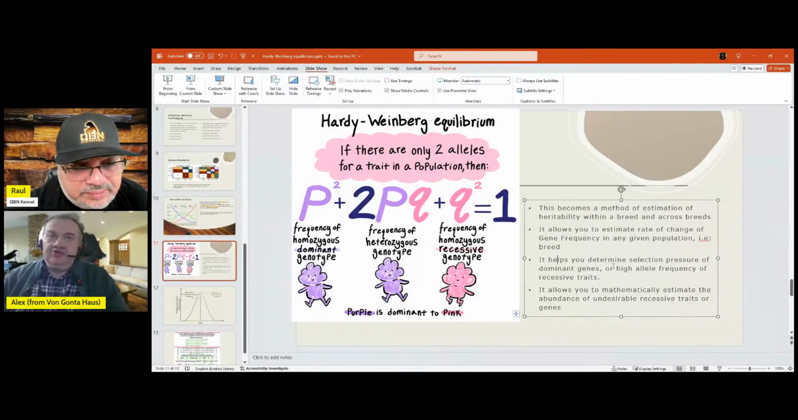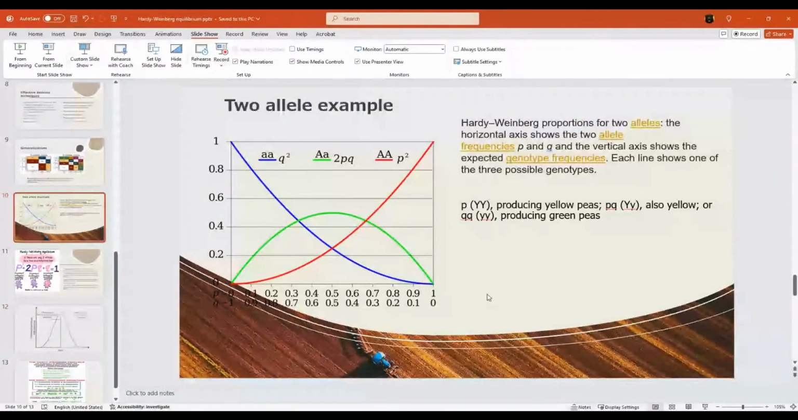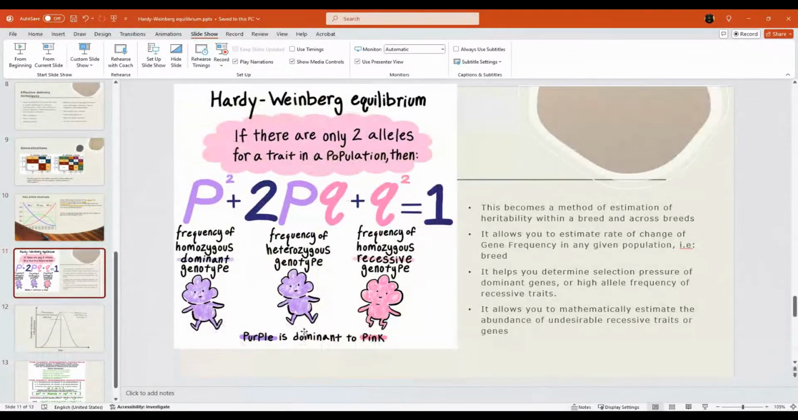But by line breeding on that dog, I'm increasing the allelic frequency of that trait. So that's what this says. You can determine the selection pressure. Okay, hold on, I skipped one. And it allows you to mathematically estimate the abundance of undesirable recessive traits.